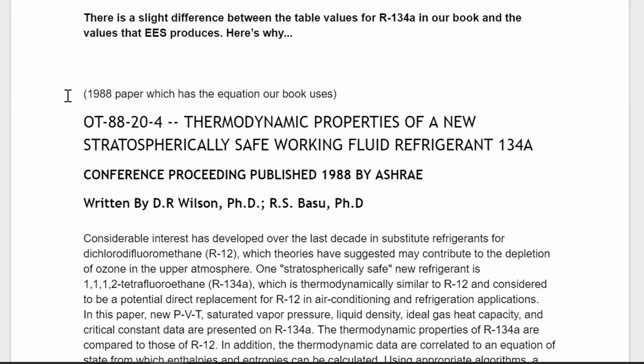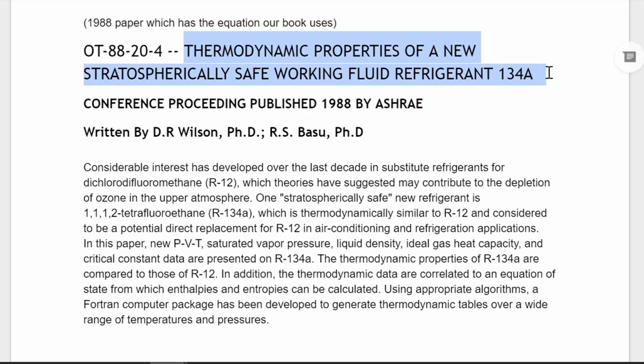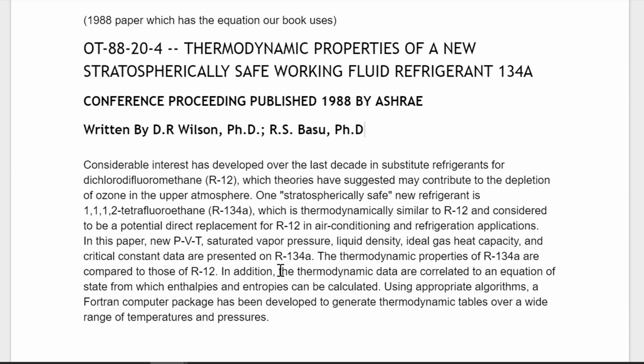And here's why. The 1988 paper is the equation that our book uses. So here's the abstract from that paper: thermodynamic properties of a new stratospherically safe working fluid, refrigerant 134A. This is the development of trying to create refrigerants that were better for the environment than previous ones. You can see down here, in addition, the thermodynamic data are correlated to the equation of state from which enthalpies and entropies can be calculated. So that's the beauty of this equation of state.